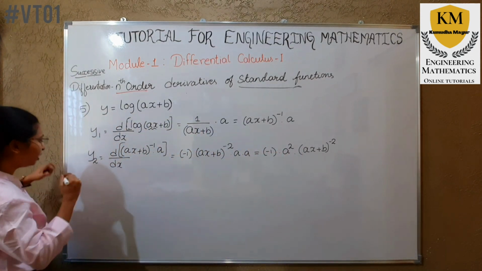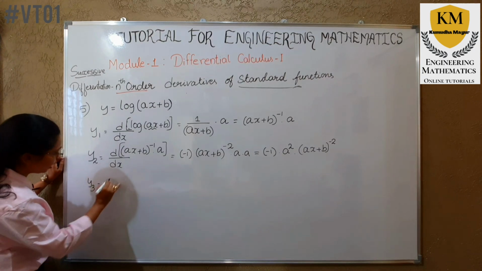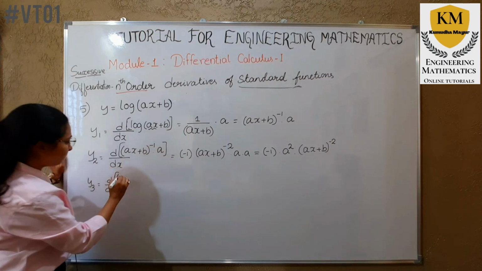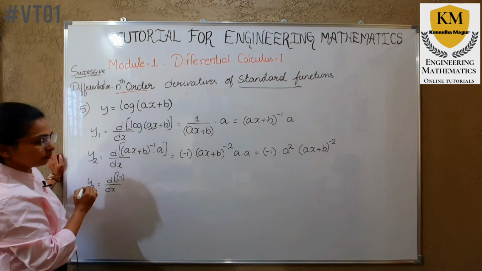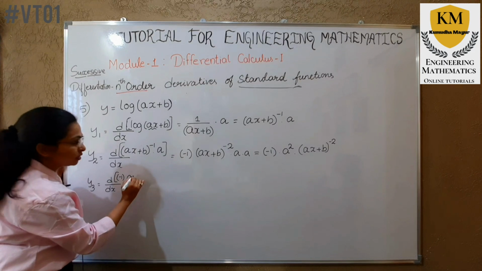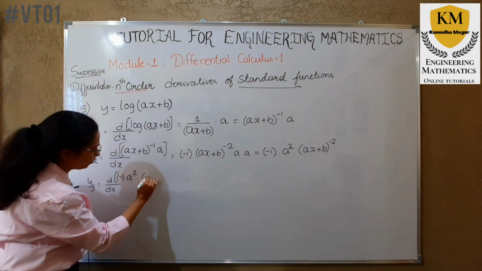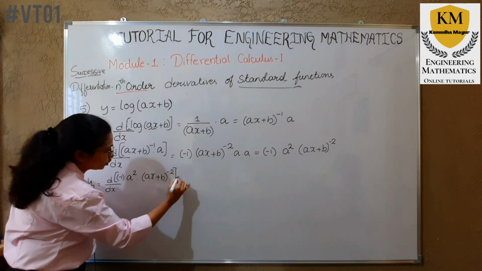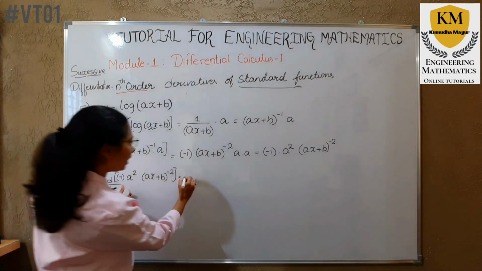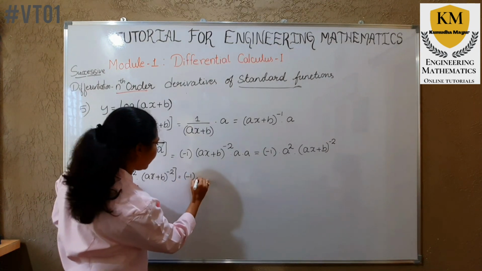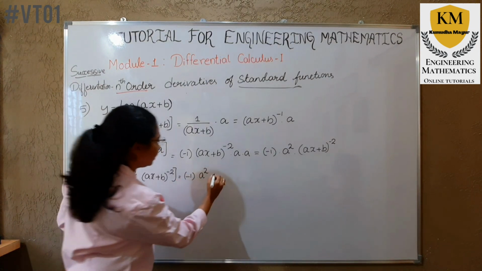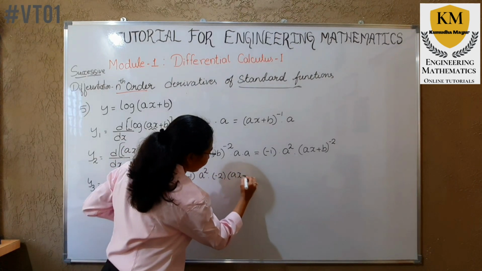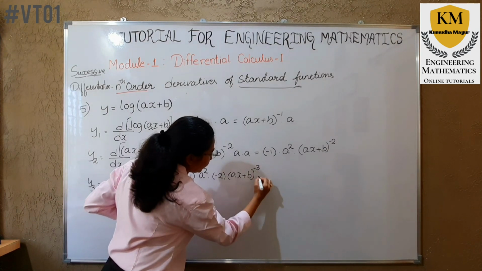So let me go for the third order. y3 is d by dx of minus 1 into a square into ax plus b whole to the power minus 2. This minus 1 I will write as it is and a square I will write as it is. This when you differentiate you will get minus 2 into ax plus b whole to the power minus 3 into a.